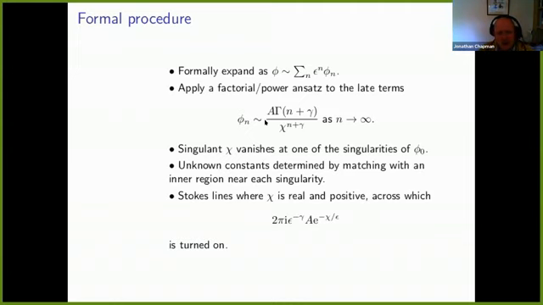And then having found this form for the late terms, I can do the Stokes line smoothing and identify that where chi is real and positive, successive terms have the same phase, there will be a Stokes line, and you can almost read off what's going to be turned on across that Stokes line, because the Stokes smoothing calculation is universal. You get more or less the same behavior every time.